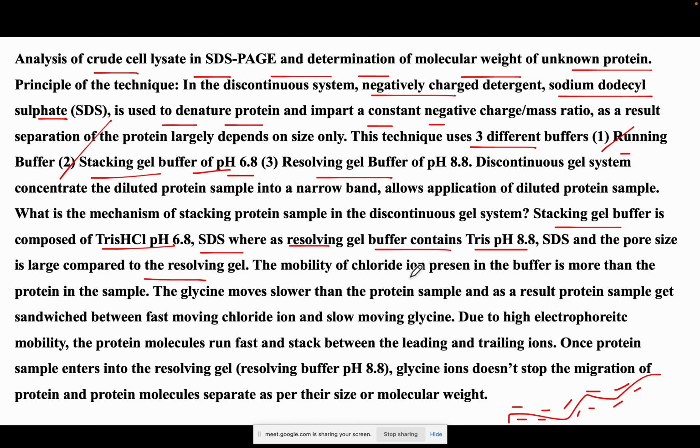The mobility of the chloride ion present in the buffer is more than the protein in the sample, and the glycine moves slower than the protein sample. As a result, the protein sample gets sandwiched between the fast moving chloride ion and the slow moving glycine. So due to high electrophoretic mobility, the protein molecules run fast and stack between the leading and trailing ions. Once the protein sample enters the resolving gel, where the resolving buffer is of pH 8.8, the glycine ion does not stop the migration of protein, and protein molecules separate as per their size or molecular weight.